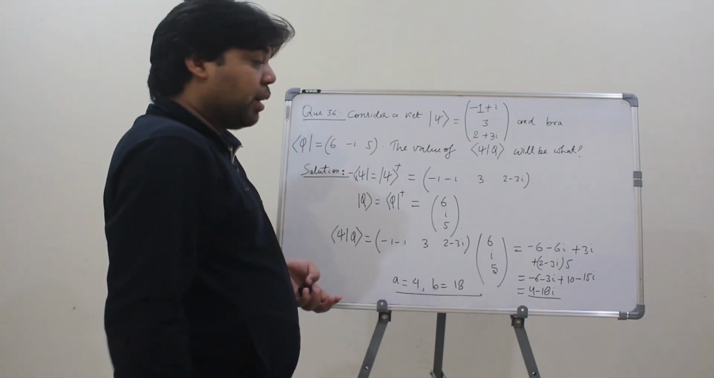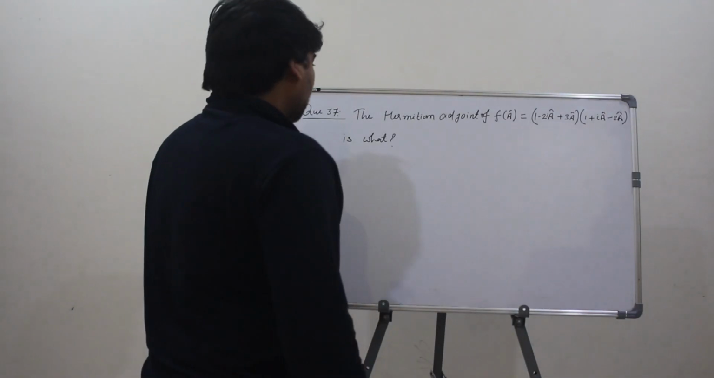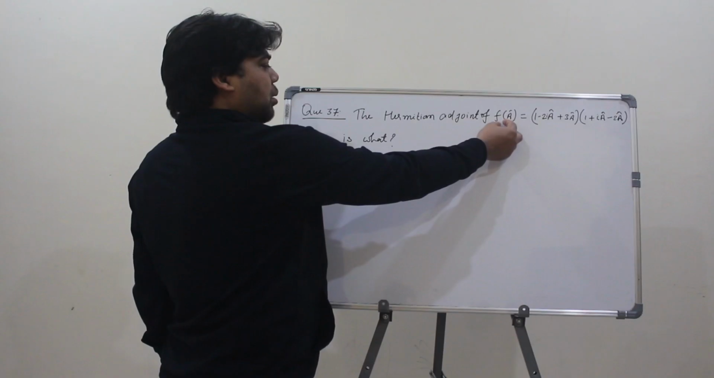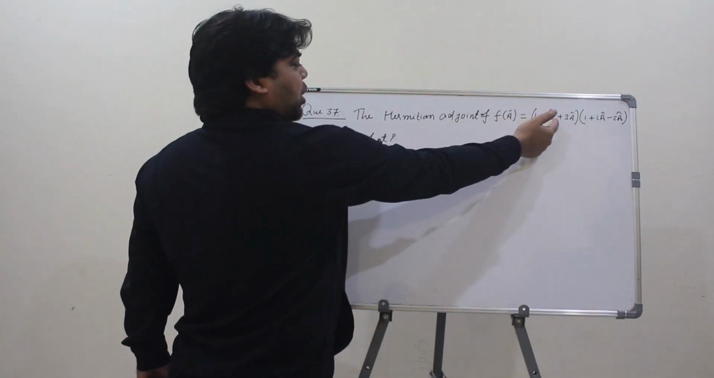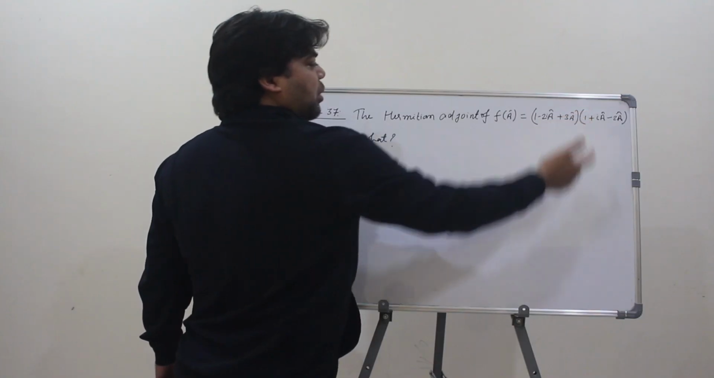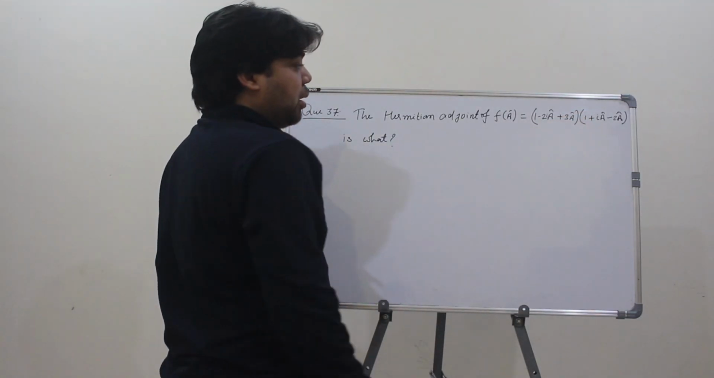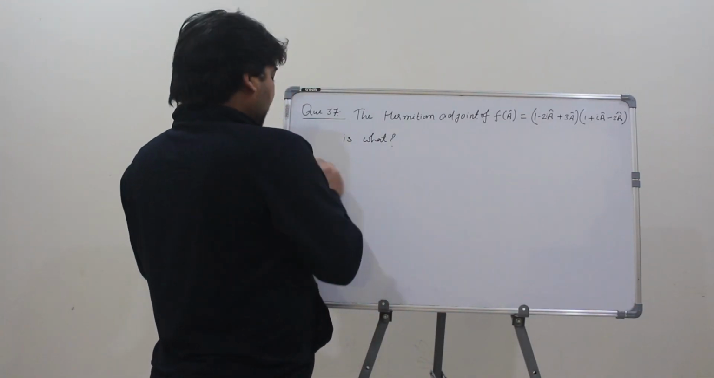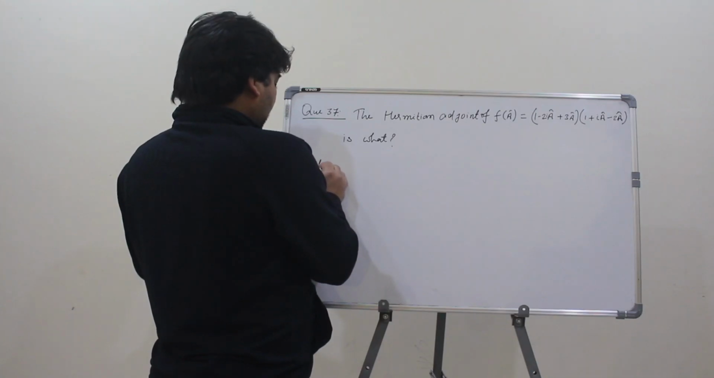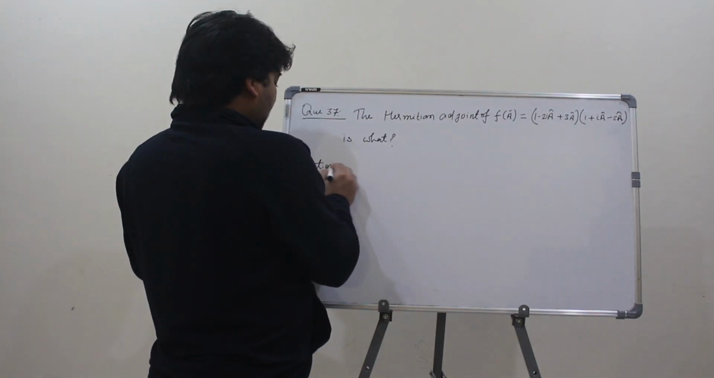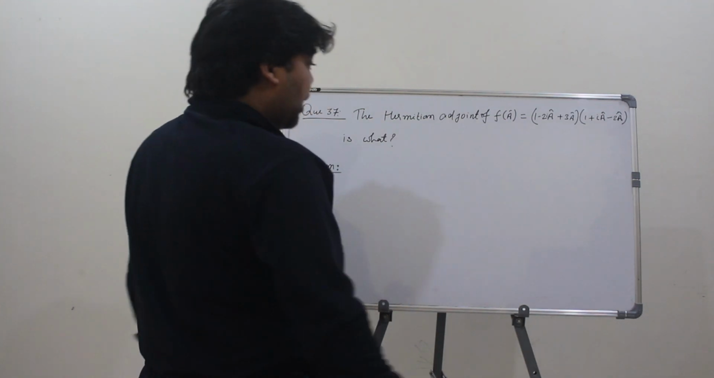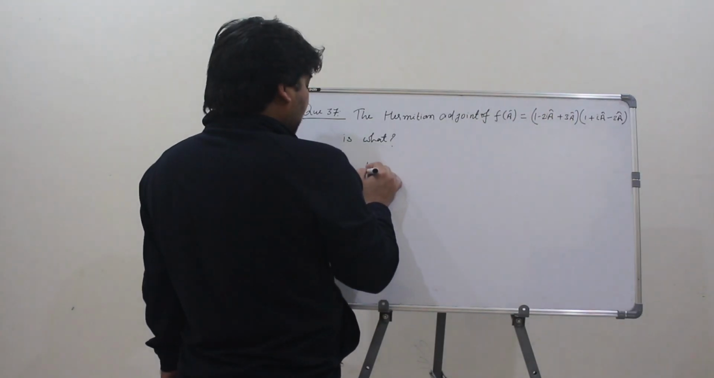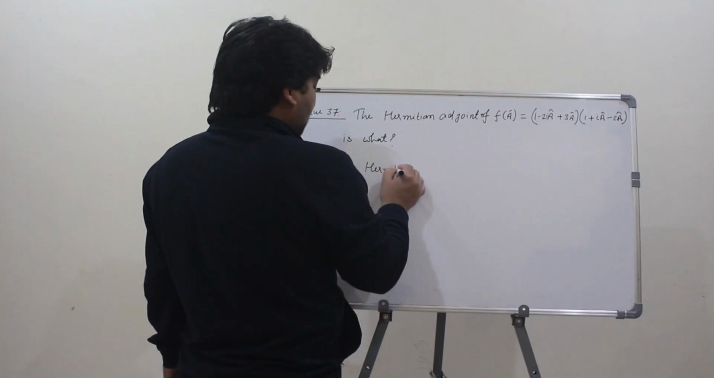Now this question asks: what is the Hermitian adjoint of an operator F of a-cap, equal to 1 minus 2i a plus 3a multiplied by 1 plus i a minus 2a-cap, where a-cap is basically an operator, right? Now, let us calculate the Hermitian adjoint. Remember that operators are matrices in quantum mechanics. So here, how will you take the Hermitian adjoint?